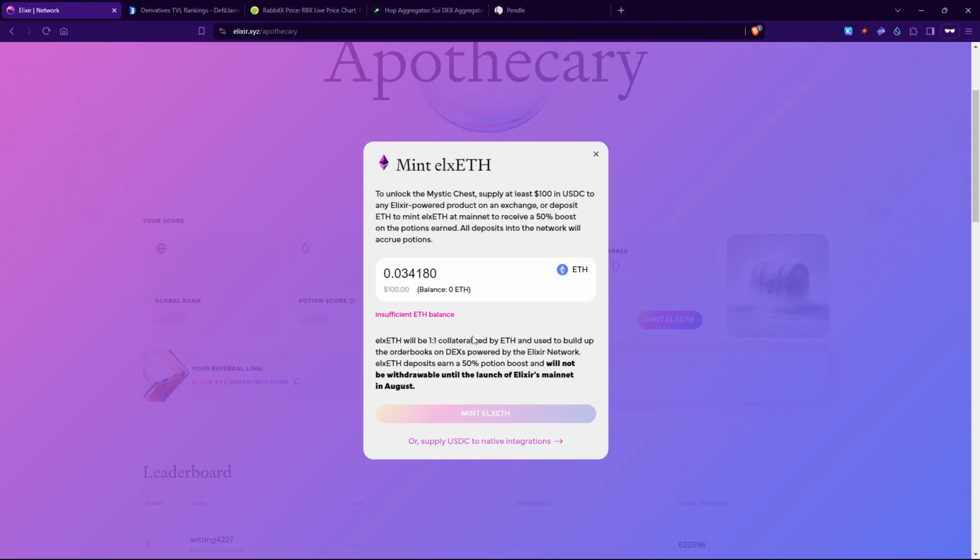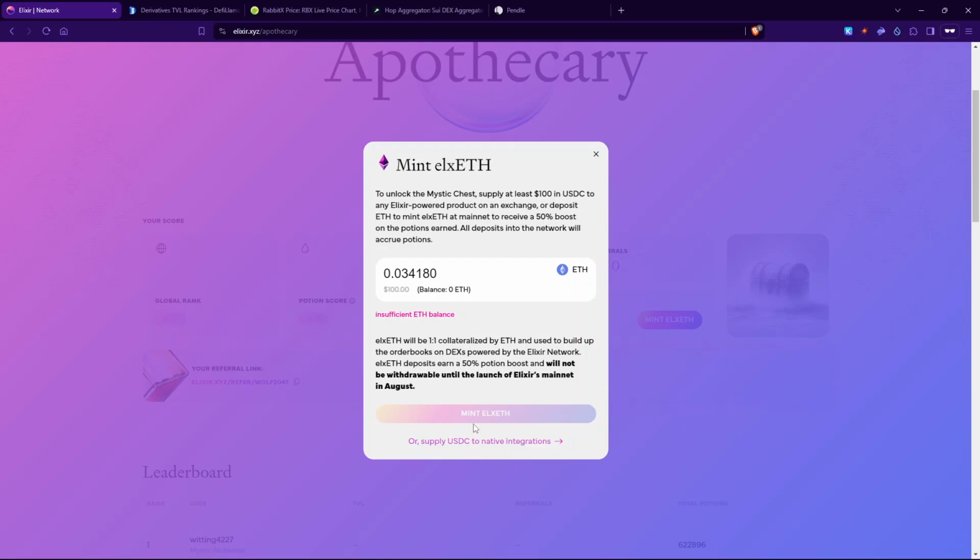The disadvantage here is you will be locked until the mainnet is launched. Mainnet is going to launch sometime at the end of August or at the start of September. So until then your Ethereum is locked. You can't bring it back to normal ETH. So if you have just Ethereum lying around and you do not plan to sell it anytime soon, then it's okay to provide liquidity as ELX ETH. So that's one way.